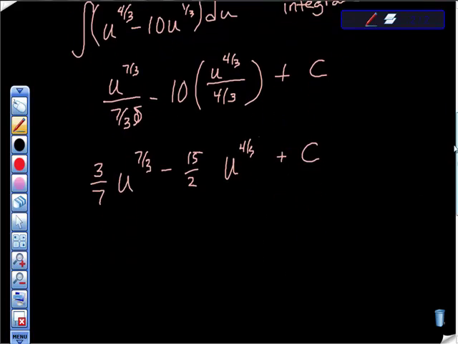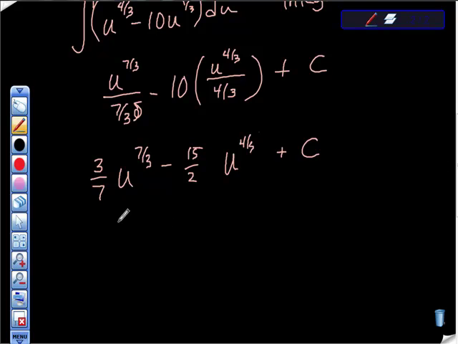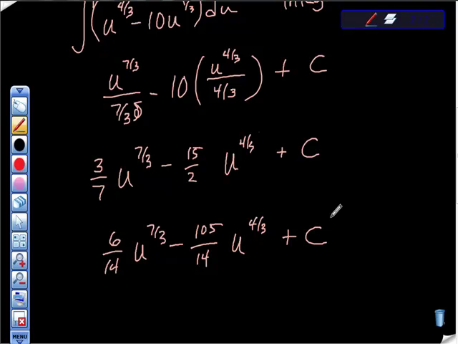So I'm sure right now you're wishing that we were done. However, we are not. We have to simplify this and see what we can pull out. This is the same as 6/14 u to the 7/3 minus 105 over 14 u to the 4/3 plus c. It's a huge mess. It truly, truly is. But we have to keep chasing it.